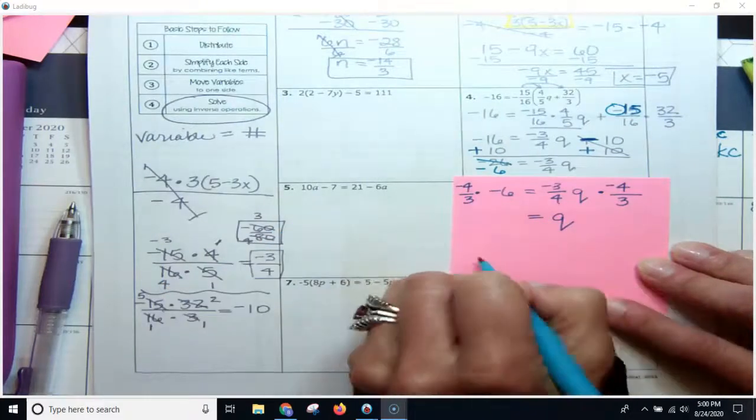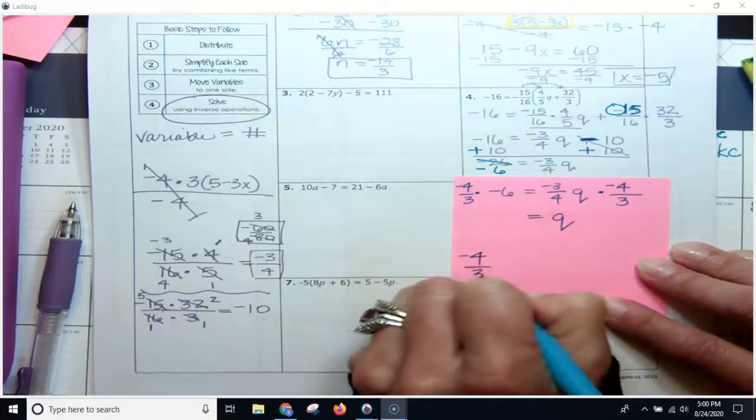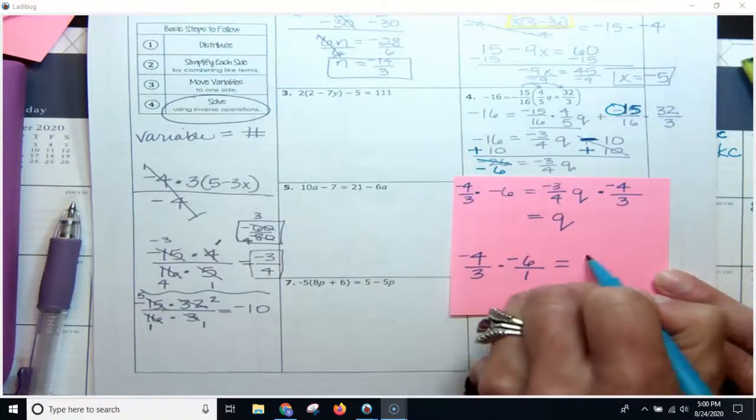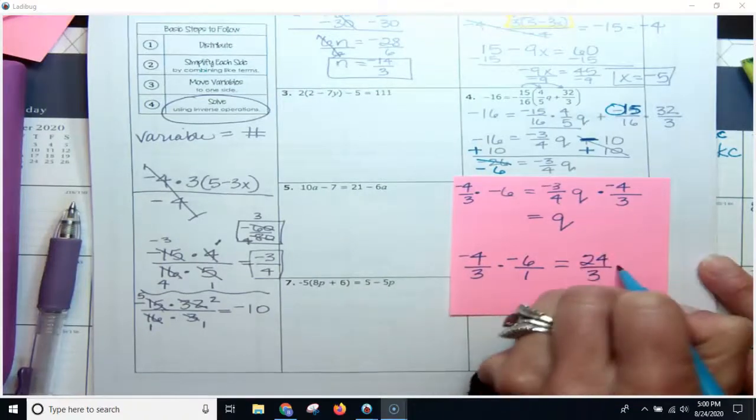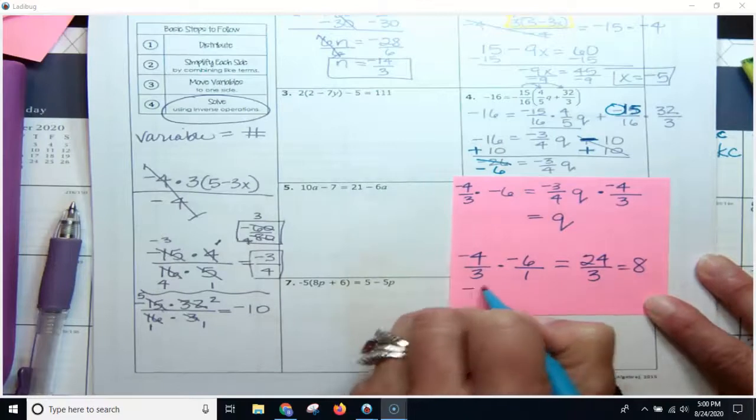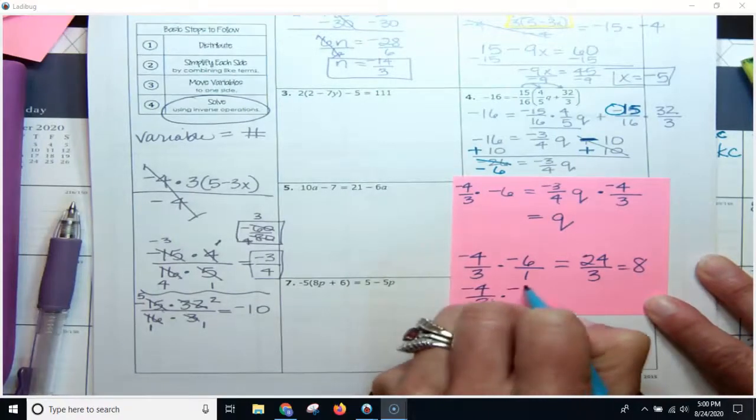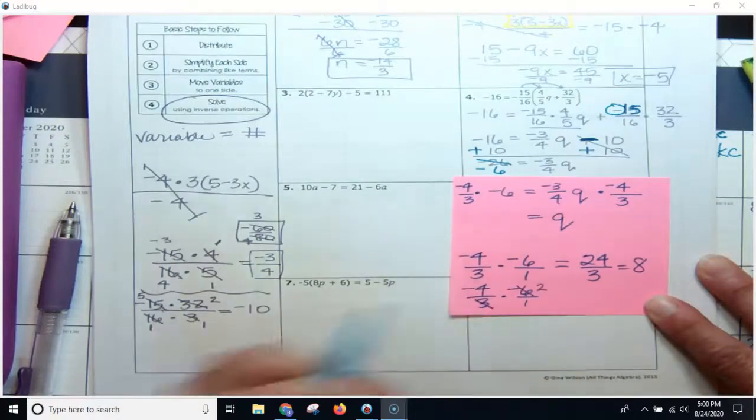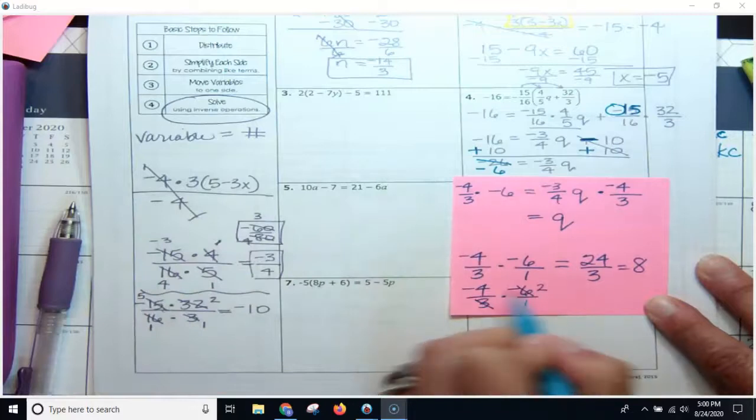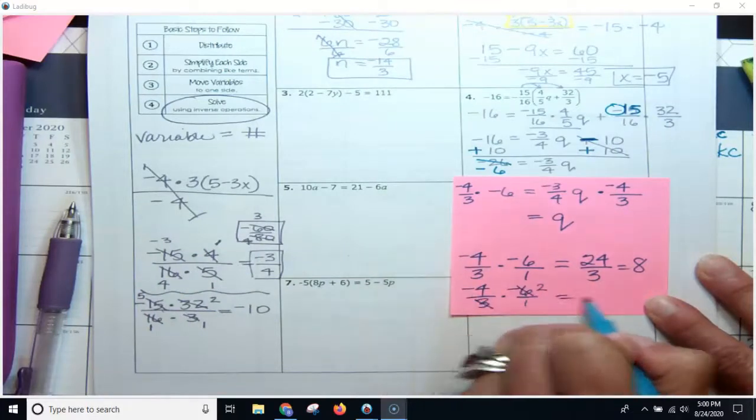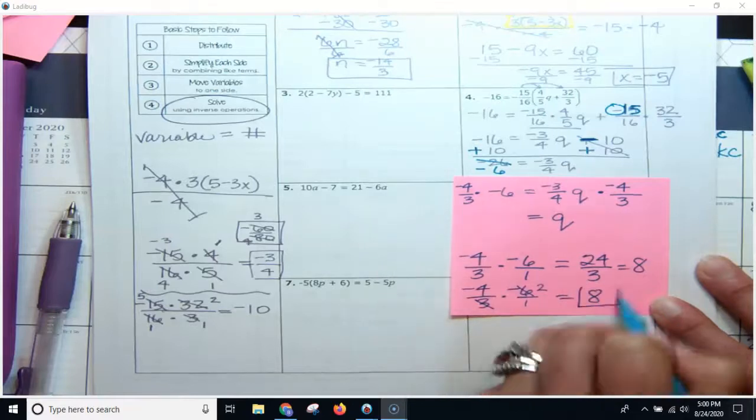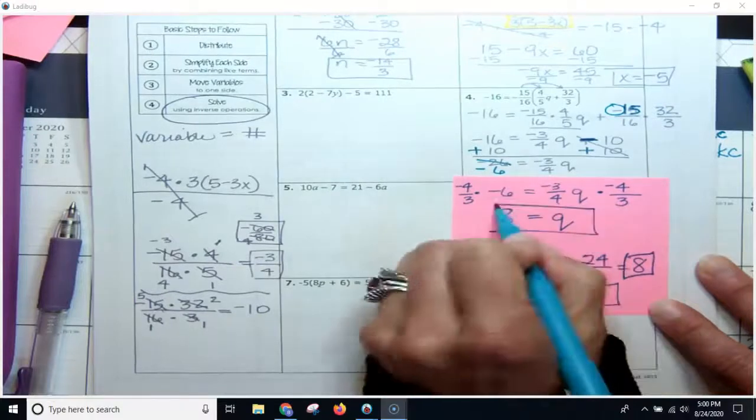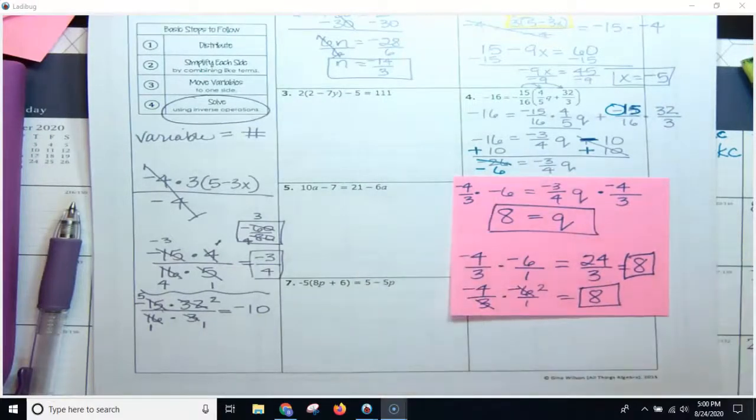So I can work this fraction 2 different ways. I'm going to just show you. I can multiply the tops and get 24 divided by 3, which is 8. Or I can say, okay, I know that 6 is divisible by 3. 3 goes in there twice. I'm going to reduce that, and negative 4 times negative 2 is positive 8. Either way, I'm going to get the same answer. So I get q equals 8. So that's how you do that one.